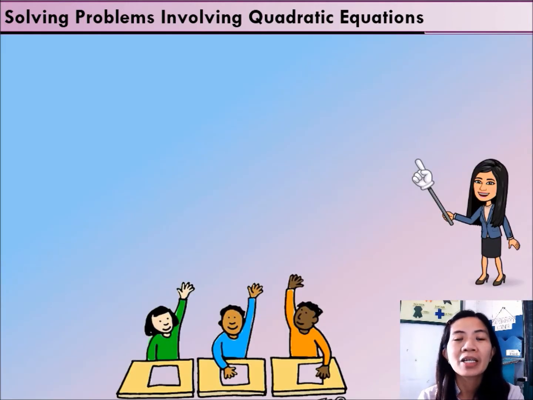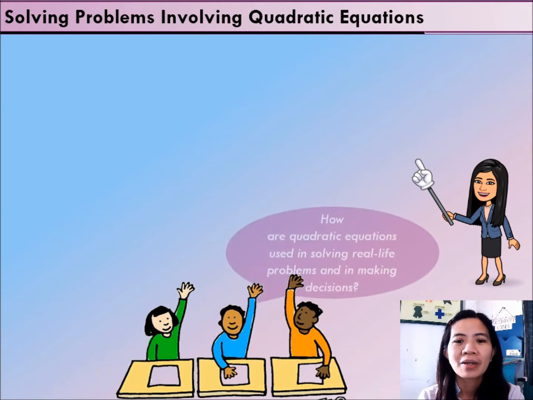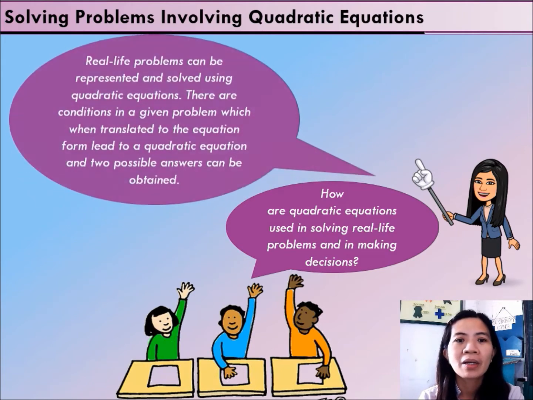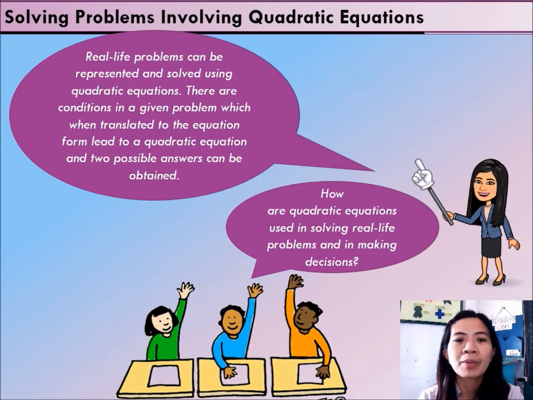Here are our guide questions. How are quadratic equations used in solving real-life problems and in making decisions? Real-life problems can be represented and solved using quadratic equations. These are conditions in a given problem which, when translated to the equation form, lead to a quadratic equation, and two possible answers can be obtained.